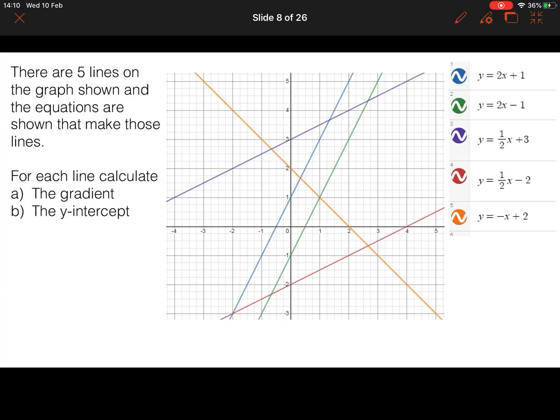Right, we should now have all the ingredients we need to be able to find out the equations of lines, okay? All we've got to do is spot the patterns and put things together, okay? So what I want you to do is stop the video and find out, for each of these lines, what the gradient is and what the y-intercept is, okay? So stop your video and have a go.